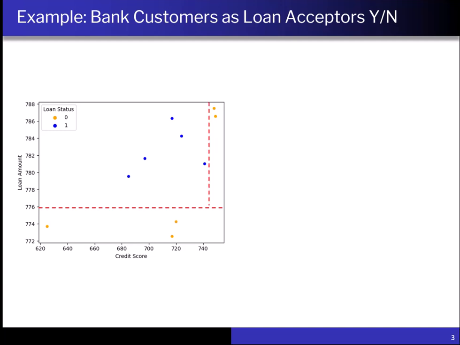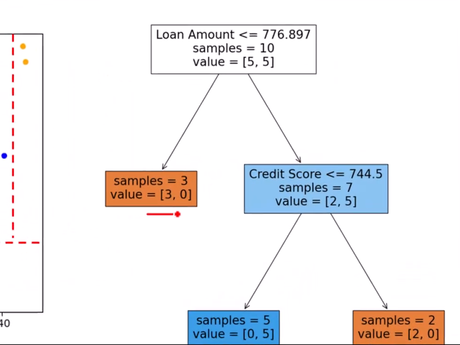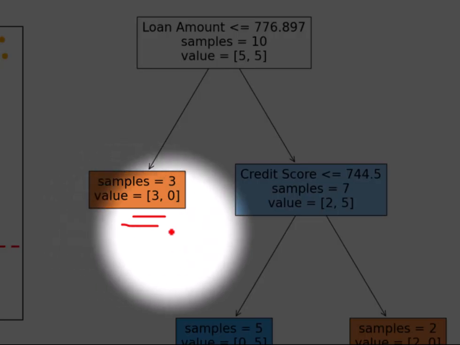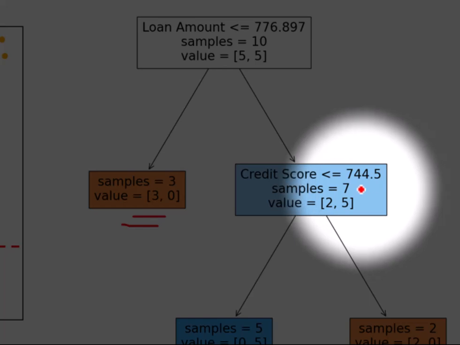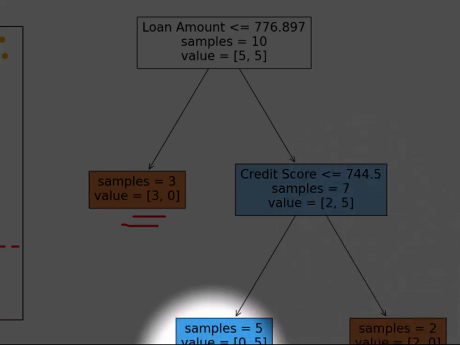The classification that I made can be visually represented using a decision tree, which is as follows. The first classification divided the data into 2 pieces. In the first group, there are 3 data points, all of which are orange, non-acceptors. And in the second group, there are 7 data points at the top group. Now I am going to further divide that data into 2 groups. So 2 orange here and 5 blue here.